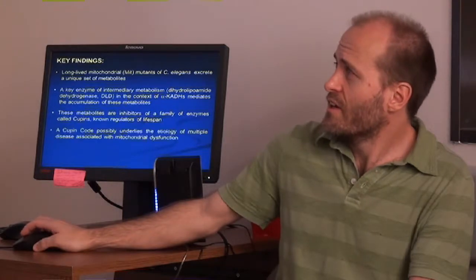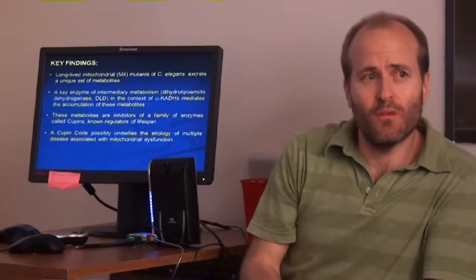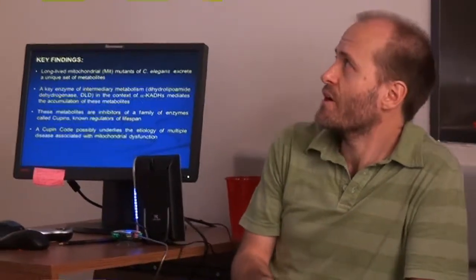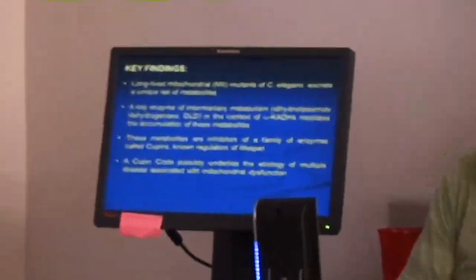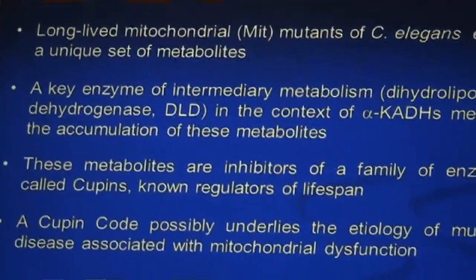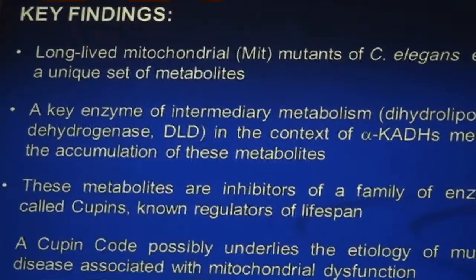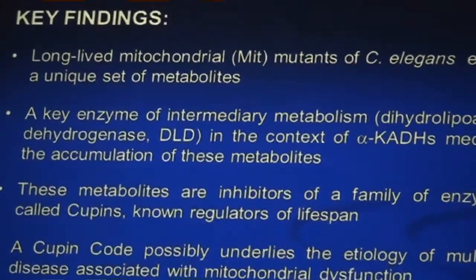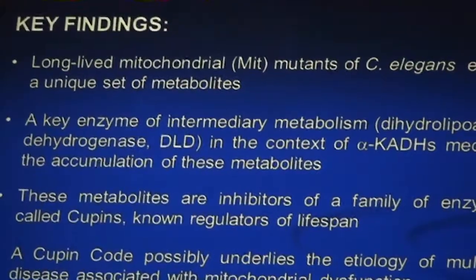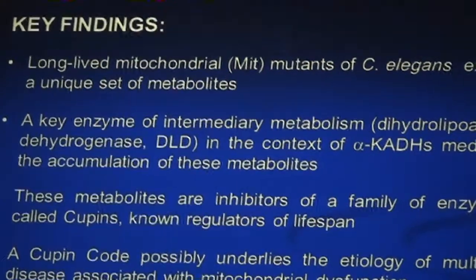Alright, so here are our key findings. This is what I'm going to tell you about today. I'm going to tell you that these worms excrete a unique set of metabolites, and those metabolites look like they've got their genesis in the inhibition of the alpha-ketoacid dehydrogenases. I'm going to show you data that suggests that these metabolites actually inhibit a family of enzymes called cupins, and very specifically the alpha-ketoglutarate-dependent hydroxylases. They're a subset of the cupins. And in actual fact, it's an inhibition of those cupins that you think is playing a major role in the longevity of these animals.